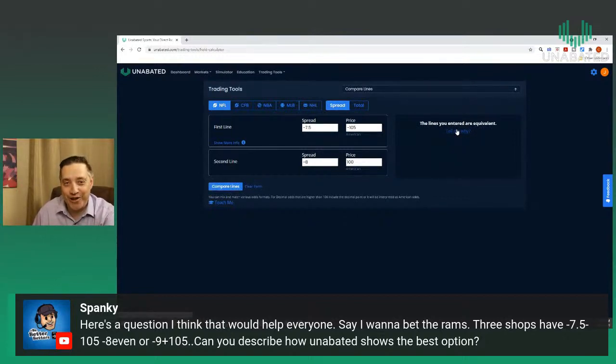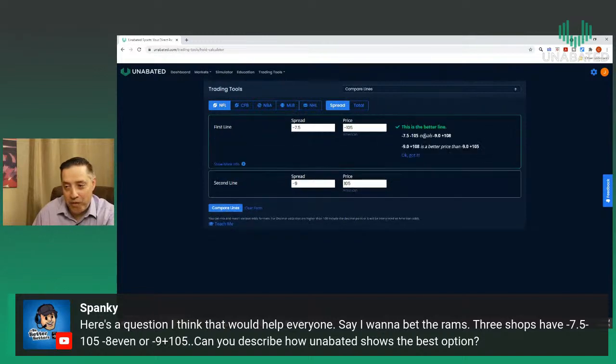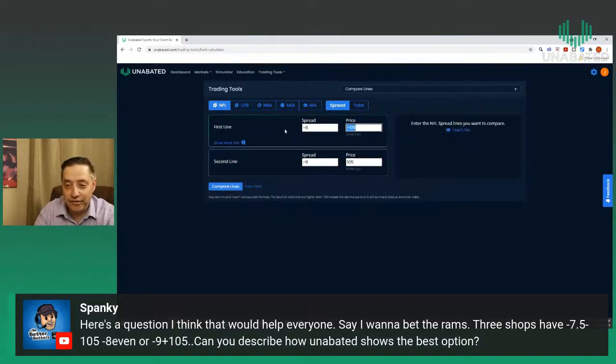Okay, so those are equivalent. Spanky, are you trying to throw me a curveball here? Is that what you're doing? So that's actually equivalent. There's only basically a 5-cent difference there. The 8's not much of a number to be had. But let's compare 7.5 to 9 plus 105. Okay, so 7.5 is slightly better than 9. It's sort of like getting 9 plus 108. And of course, 9 plus 108 is better than 9, 105. So if we know that 7.5 is better than 9 and 7.5 is equal to 8, then 8 should be better than 9.